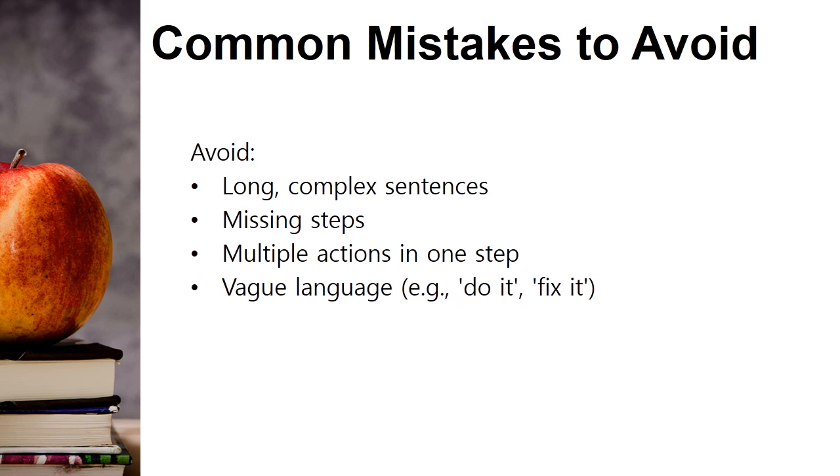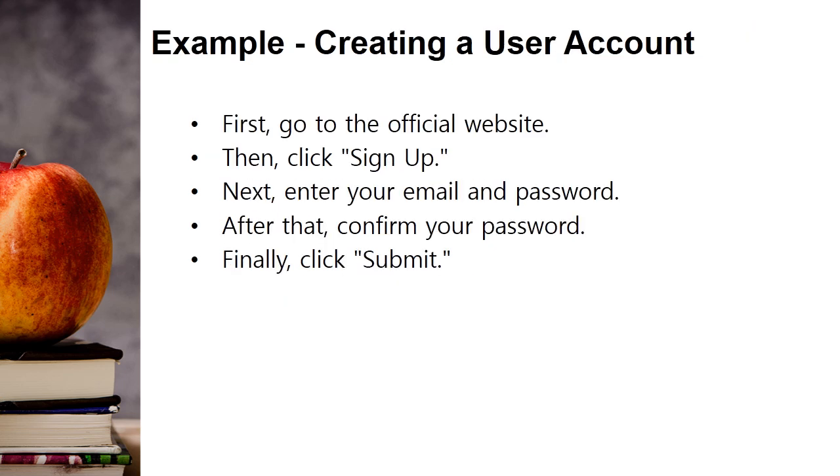Missing steps as well can confuse readers, so make sure that you mention all the steps and don't use two actions in one step. Make sure to use only one action per step, and avoid as well vague language. That is to say, avoid saying do it or fix it. Here, what do you mean by it? Instead, you can use the appropriate technical term to make your instructions clear and easy to follow and to avoid the failure of the ICT process.